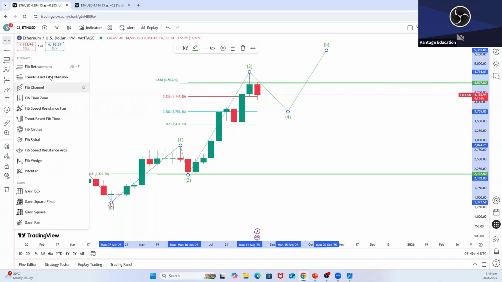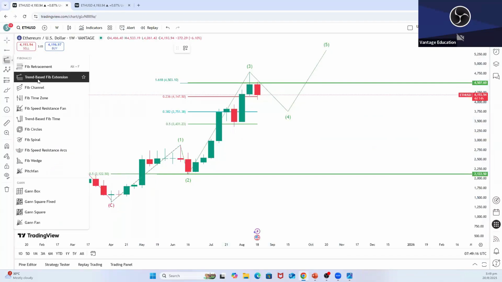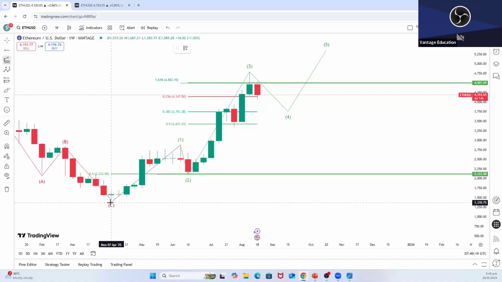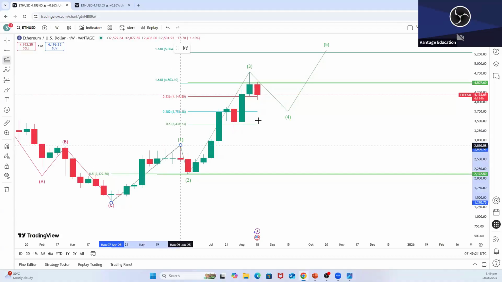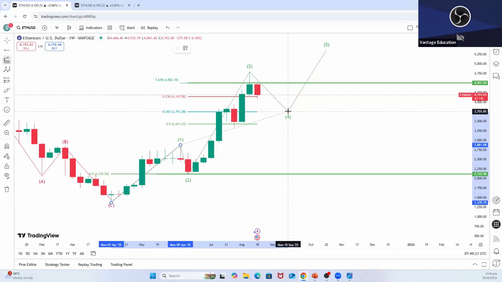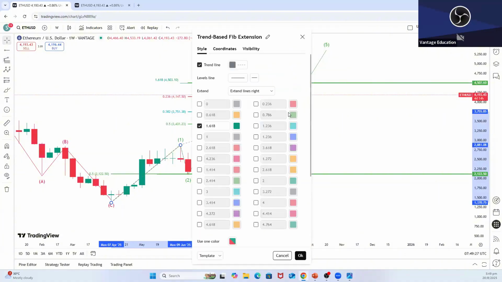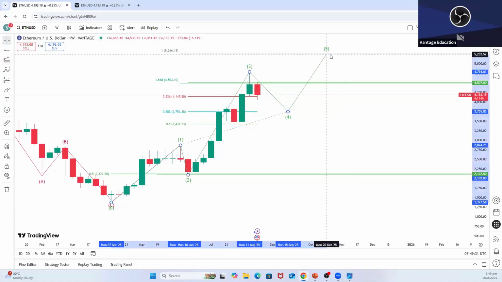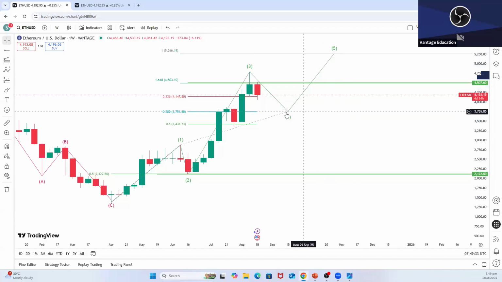So how do I measure wave 5? I take this trend-based fib extension. I take the start of 1, the end of 1, and then I put it where I think wave 4 is going to end. I click on this area and I pull out 100% because it's 1 to 1. So based on the guidelines, this is where 4 is going to end. This is where 5 is going to end.